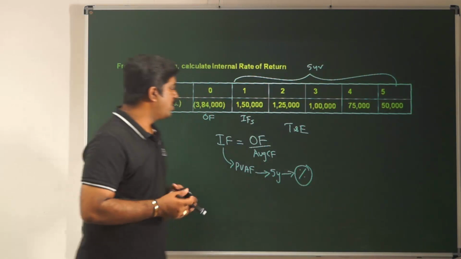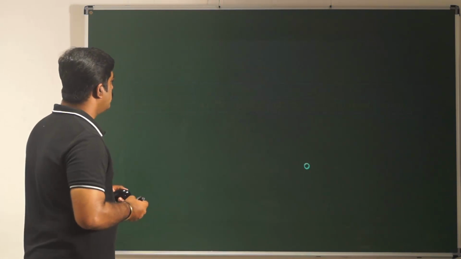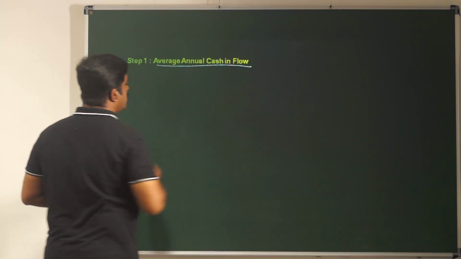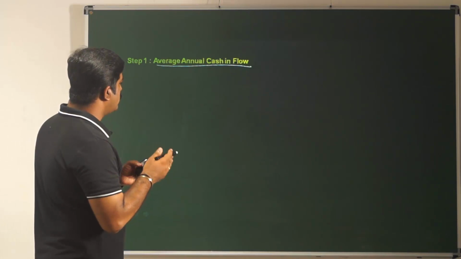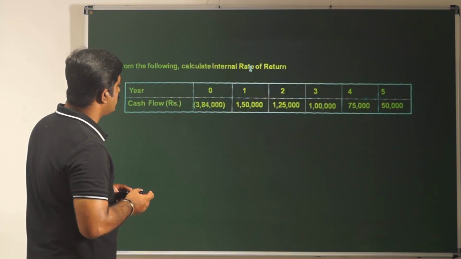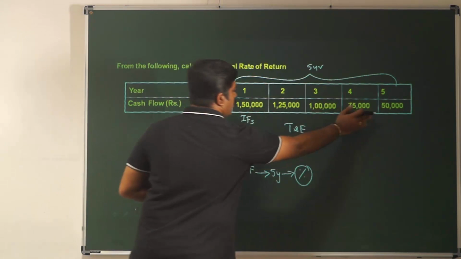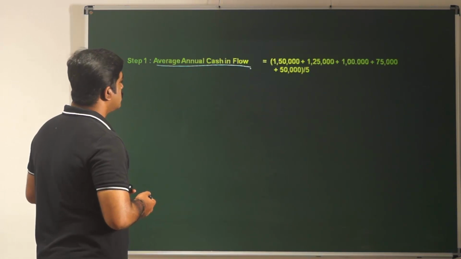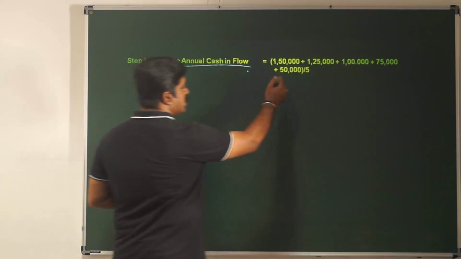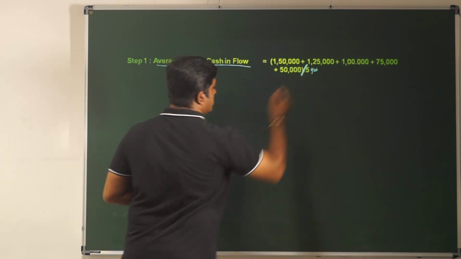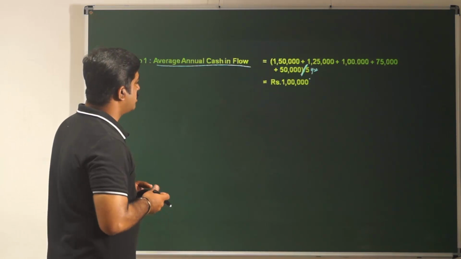So what is going to be our first step? Our step 1 will be finding out the average annual cash inflow to use in your investment factor computation. And how do we find out average cash inflow? You have to total all the 5 years cash flow divided by 5. So let's do that. Let's total all the 5 years cash flow, and divide it by 5 years. That gives average cash inflow, which is 100,000.